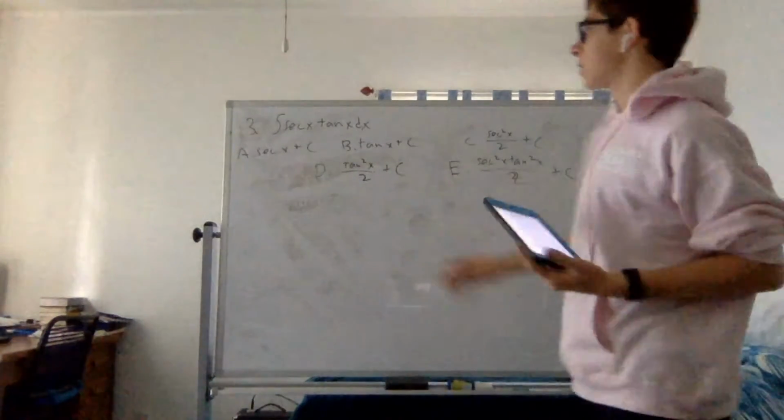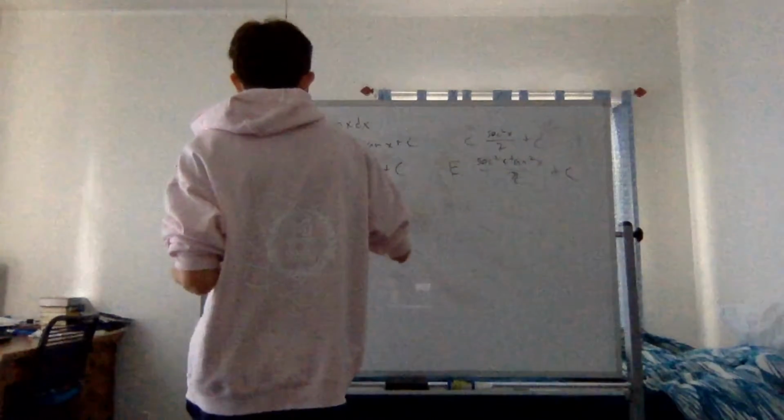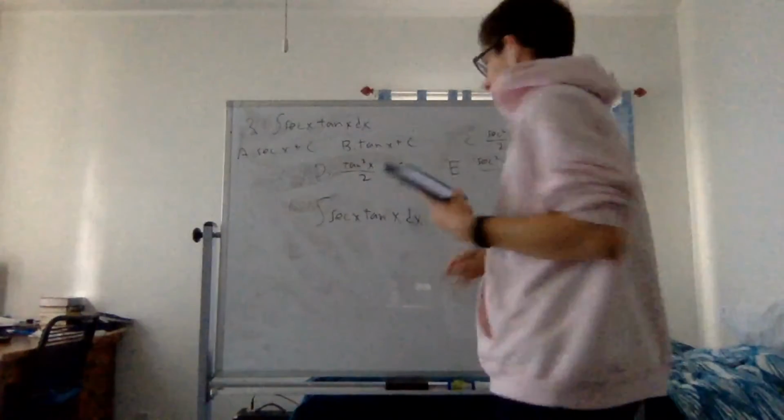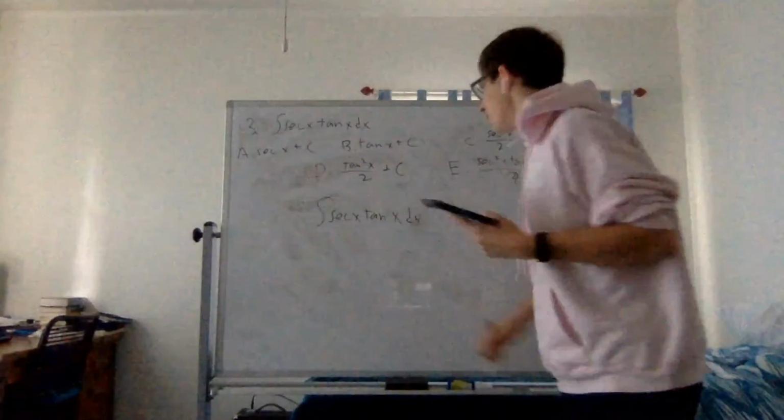So we want to take the antiderivative of secant x tan x, right? I'll get to u-subs later. There's a question on that, so we'll get there in a bit, all right? We're working on this one now.